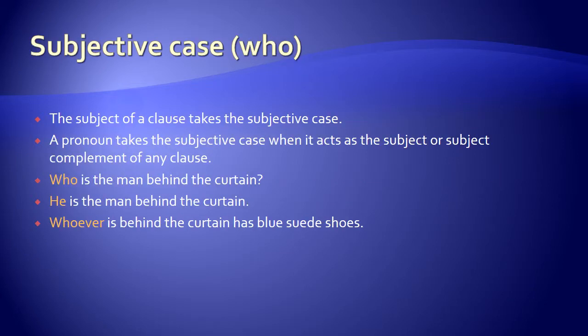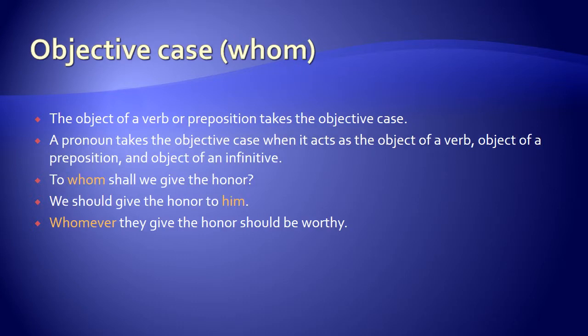Well, the subjective case takes who. The subject of a clause takes the subjective case, and a pronoun takes the subjective case when it acts as the subject or subject complement of any clause. Who is the man behind the curtain? Well, who is the subject of the sentence here. So in the subjective case, we use who. He is the man behind the curtain. Whoever is behind the curtain has blue suede shoes. Well, in all three cases here in yellow, we write our pronouns in the subjective case.